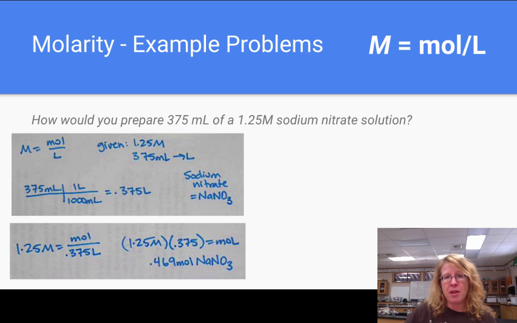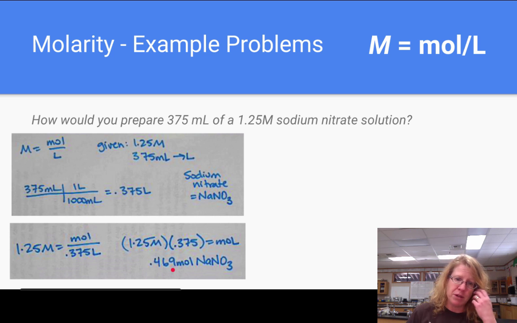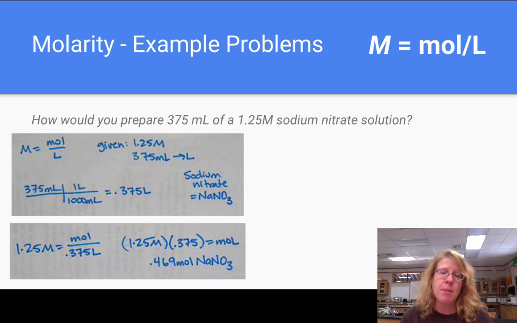So here's my math. I plug my numbers in. I've got my 0.125 molar on the left spot. I've got my volume in liters on the bottom spot, and then I'm just going to do the algebra to solve for moles. So here's my answer. There it is. 0.469 moles of sodium nitrate are required. Now, that's nice, and that's wonderful. I've got the right number of sig figs, but it's not done yet.